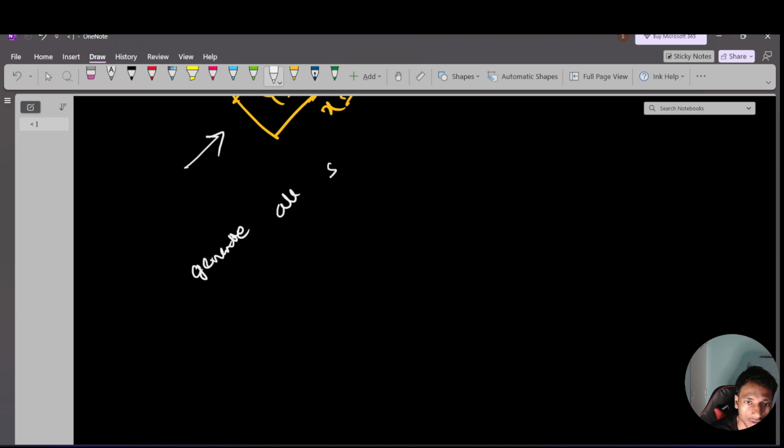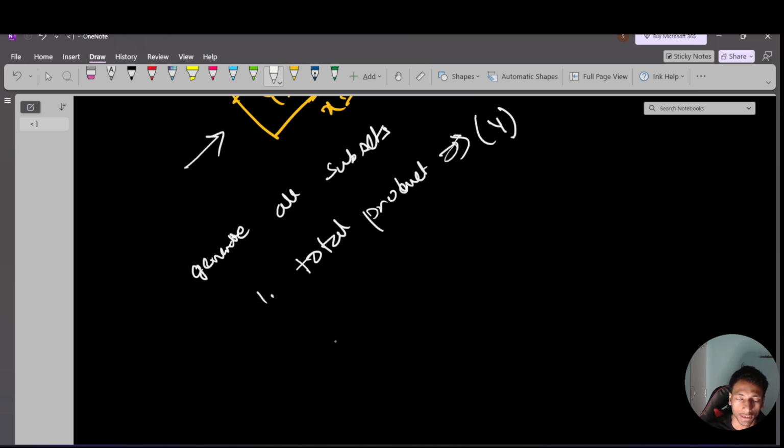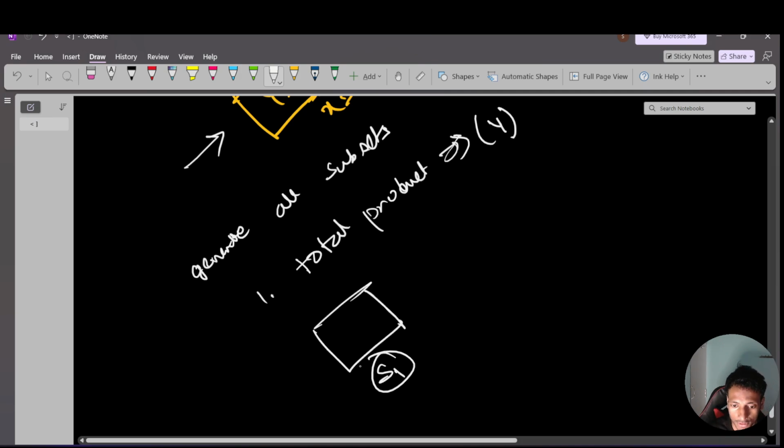Generate all subsets. First of all, I will find the total product, which is ultimately y. Now what I have to do is generate one subset. Suppose subset 1. I am generating the different combinations in set 1.